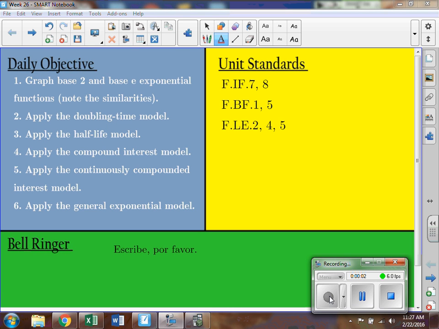In this video, we are going to begin our discussion of section 5.2, base 2 and base e. Obviously, when you check our first objective for today, we want to take a look at the similarities between some base 2 and base e exponentials. And in this video, we will also go over the doubling time model and the half-life model. We'll see where they come from, and we'll do several examples on how to use them.